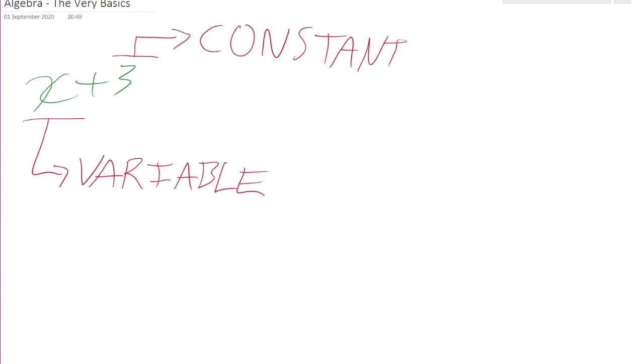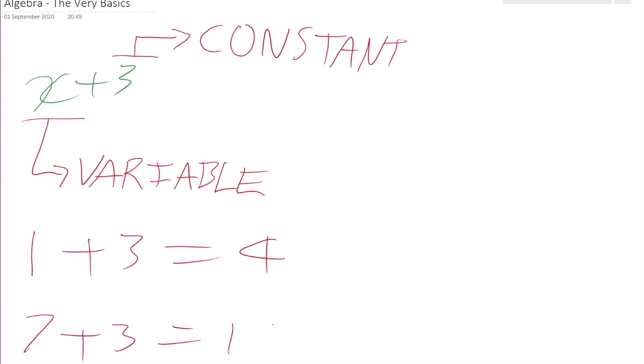X is called a variable because we are effectively allowed to change the value of x. So for example, we could say, well, let x have the value of 1. And what that means is then we replace every x in our expression with a 1. So we'd go 1 plus 3, which now has a value equal to 4. We could say, well, actually I'd rather x equaled 7. So we could then do 7 plus 3 equals 10. These are both values of the expression x plus 3.